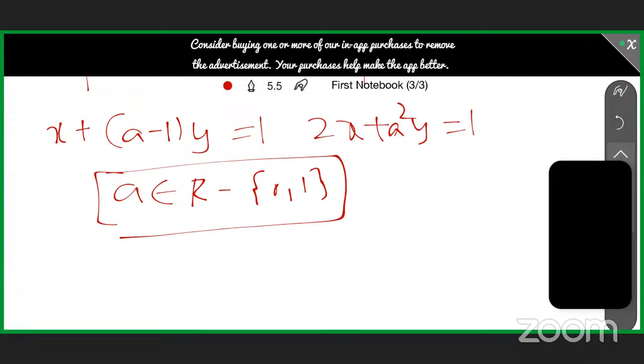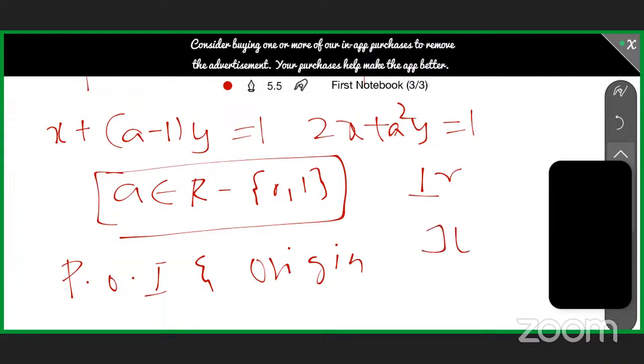And these two lines are perpendicular. These two lines L1 and L2 are perpendicular. Then find the distance of their point of intersection from the origin. Means I have to find the point of intersection, then find the distance between the point of intersection and the origin. Asked in JEE Mains, 2019, August exam.